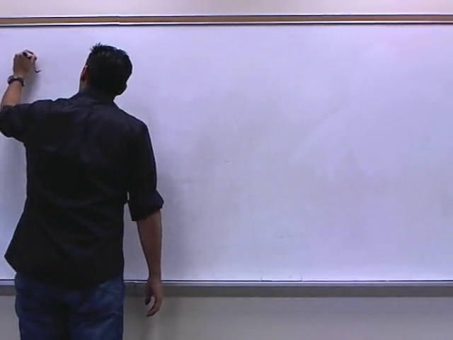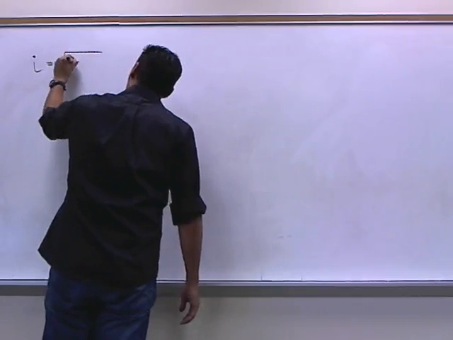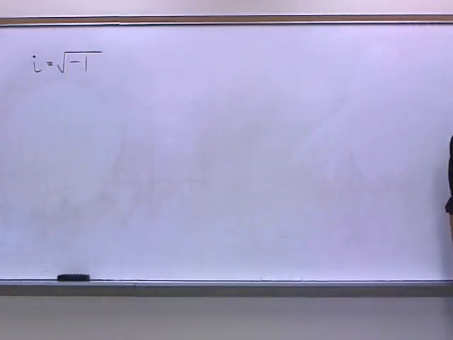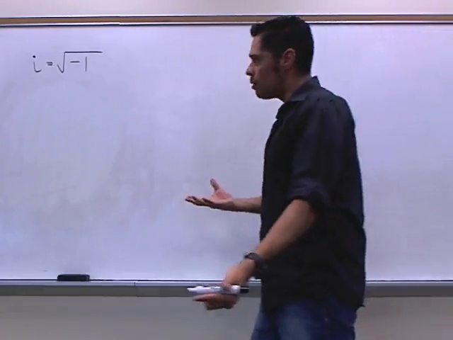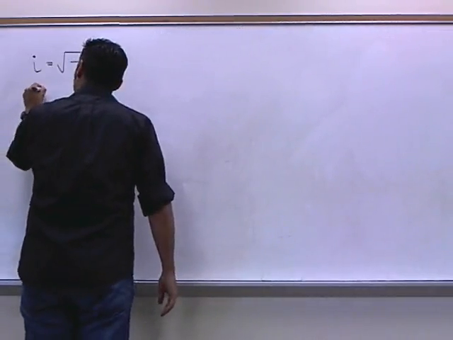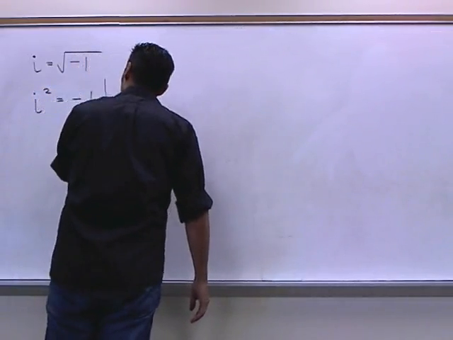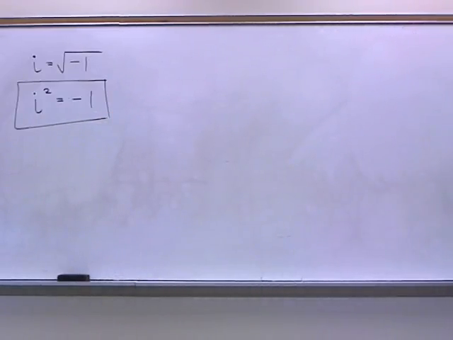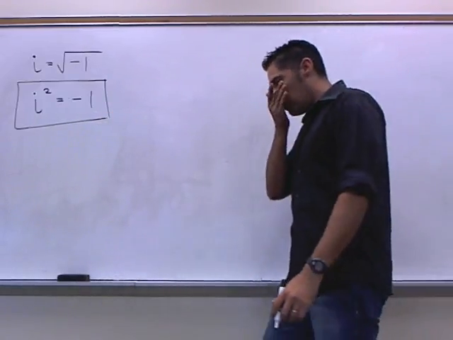We are going to define i as the square root of -1. That's the definition. i is that thing that when you square it, you get -1. In other words, i squared is -1. And this is the big one we need to know. i is that number that when you square it, you get -1.